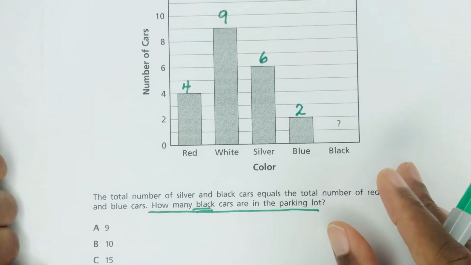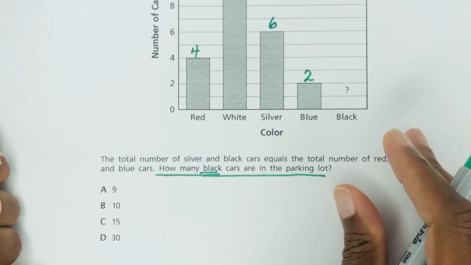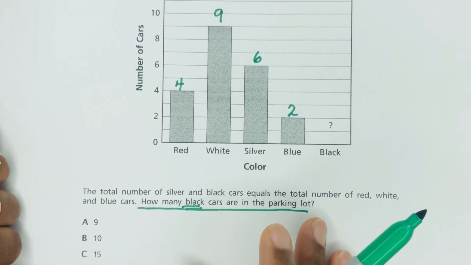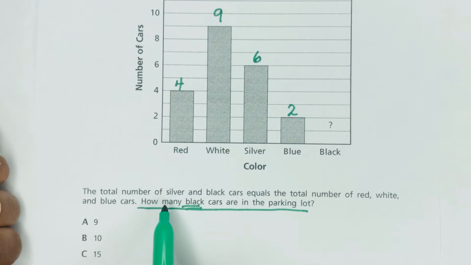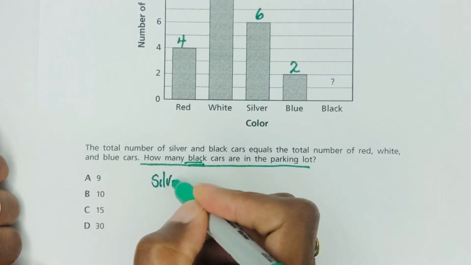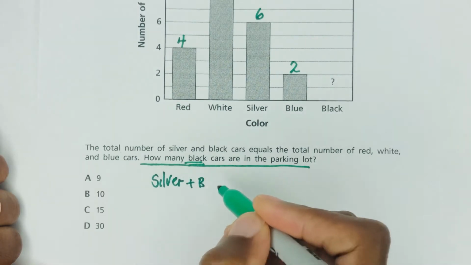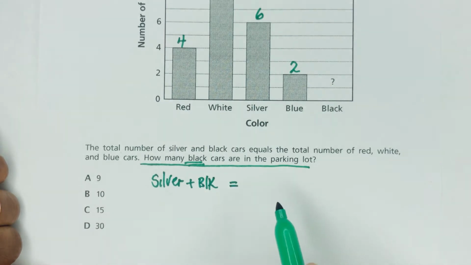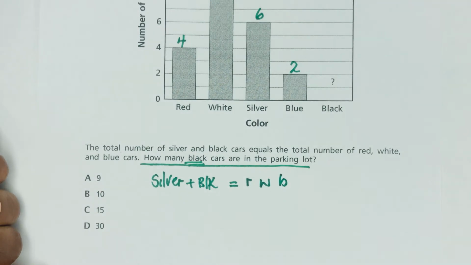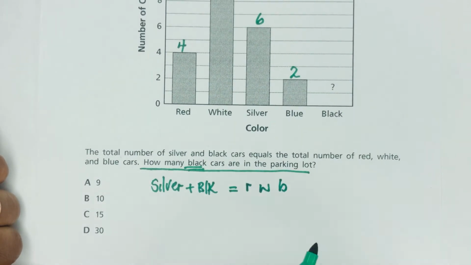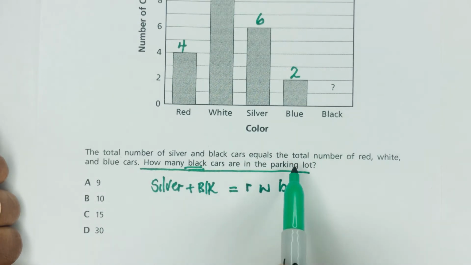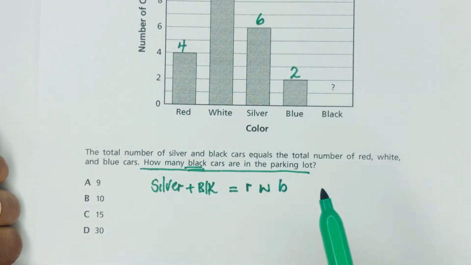Okay, so let's go back to the question again, just to make sure. Let's look at the choices first, actually. So we have 9, 10, 15, or 30. Okay, so the total number of silver and black cars equal the total number of red, white, and blue. All right, so silver and black, right? But first, if it equals the total number of red, white, and blue, we have to add the red, white, and blue.